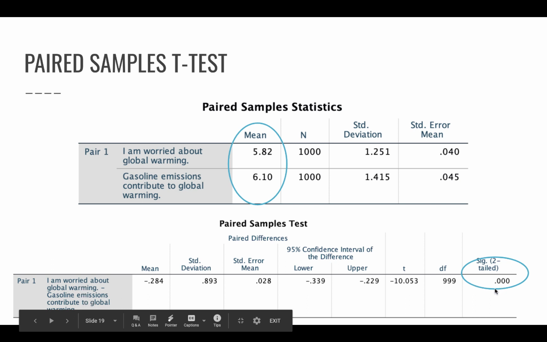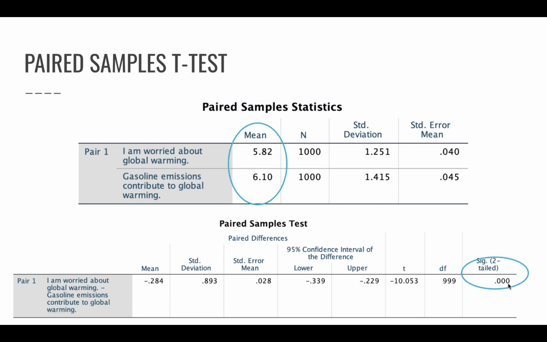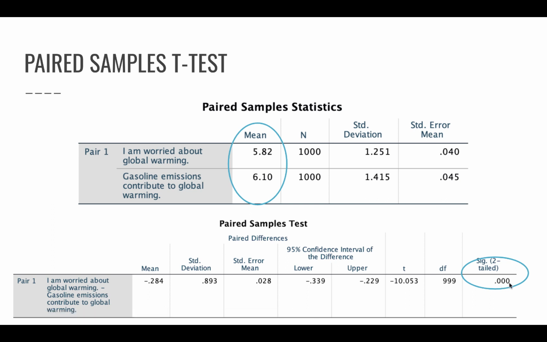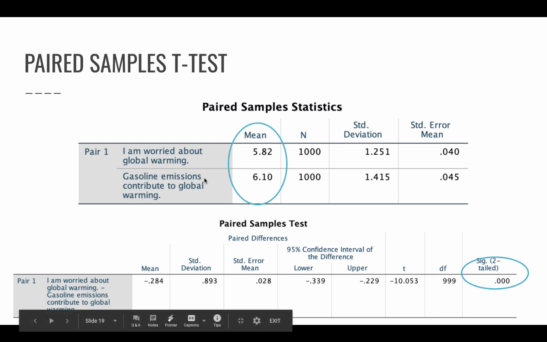And here is our p-value, or significance two-tailed, 0.000. Now, again, you can think for yourself, feel free to pause the video, but 0.000 is smaller than 0.05, so that means that we did find a significant difference between the agreement with statement A versus statement B.